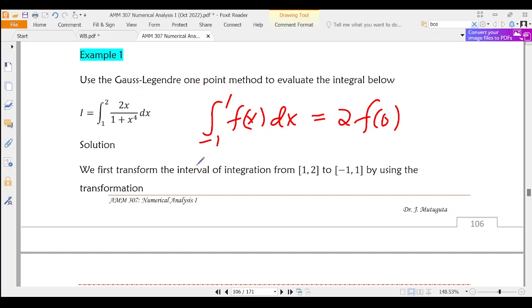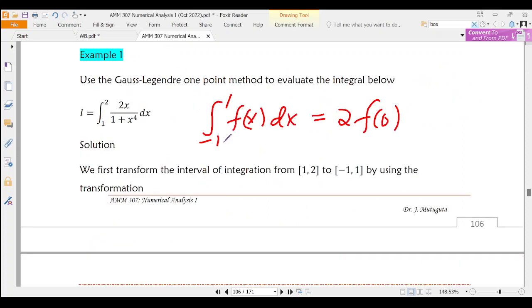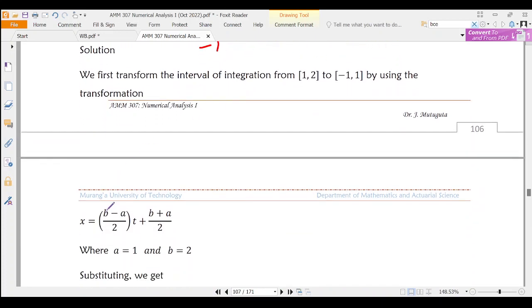So we need to transform the interval of integration from 1 to 2 to -1, 1 by using the transformation that we have talked about here. x is expressed as b minus a over 2 times t plus b plus a over 2. Here a is equal to 1 and b is 2. So we write x is equal to b minus a over 2 times t plus b plus a over 2.